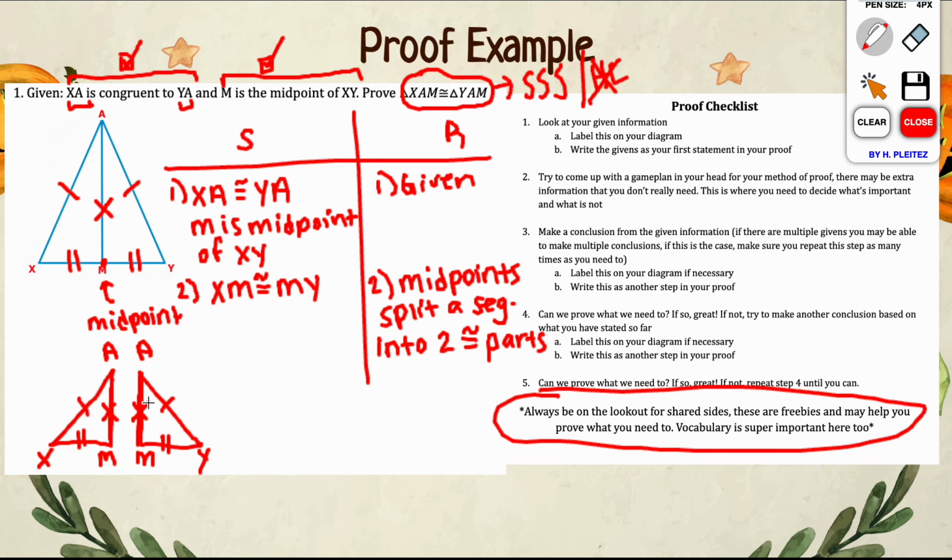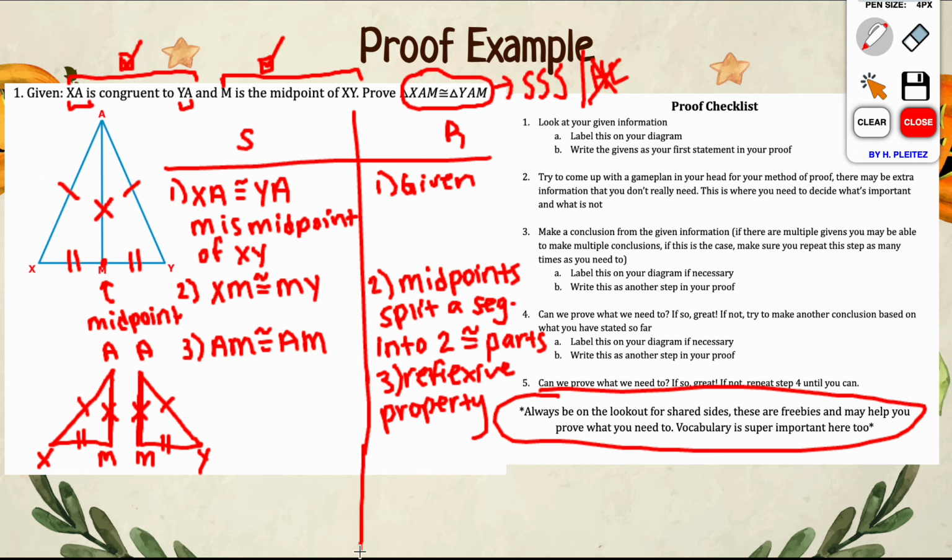But remember, when we have a shared side or a shared portion, we have to use the reflexive property. So my third step, I'll say AM is congruent to AM. And my reason there is the reflexive property. Now, I could have put this as my step two. Sometimes a good habit would be, if you see a shared side, label it and get it out of the way right away. So if you did this as step two or step three, that is totally fine.